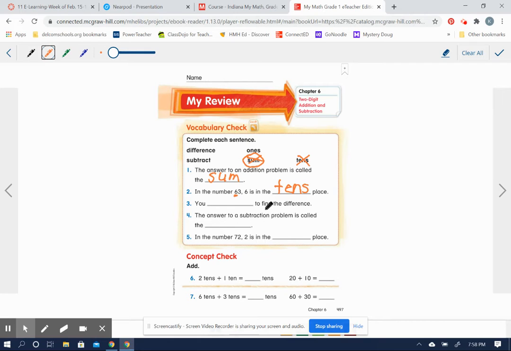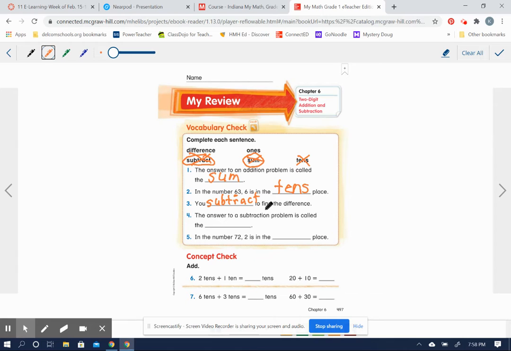Number 3. You blank to find the difference. Do you difference to find the difference? Do you ones to find the difference? Or do you subtract to find the difference? Yes, you subtract. S-U-B-T-R-A-C-T. Subtract to find the difference.